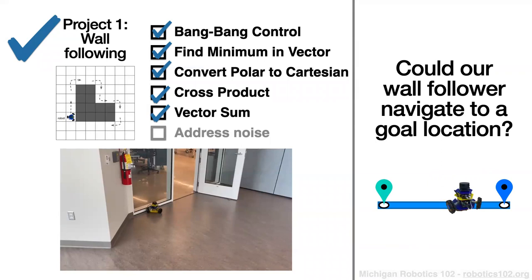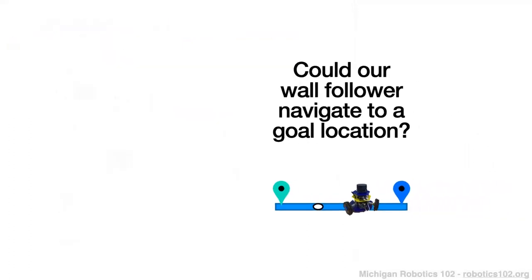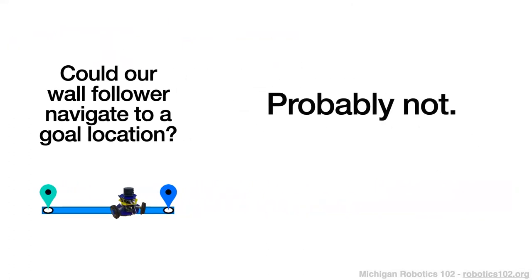How many people think the robot will get there? How many think the robot won't get there? How many people aren't voting? There we go. See, that's the wrong answer. That was the only wrong answer. So I will say, by the way, go out and vote. I just want to say that.